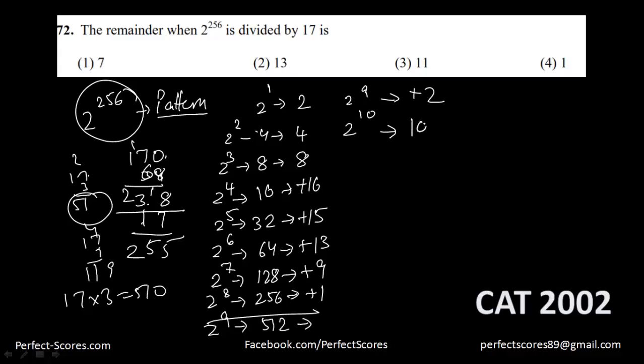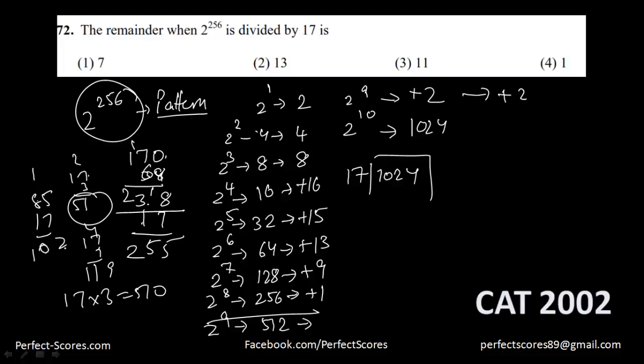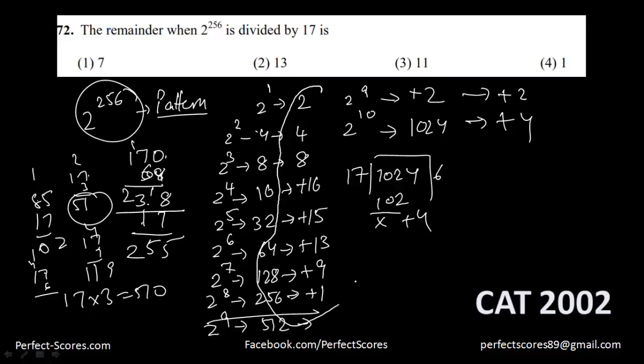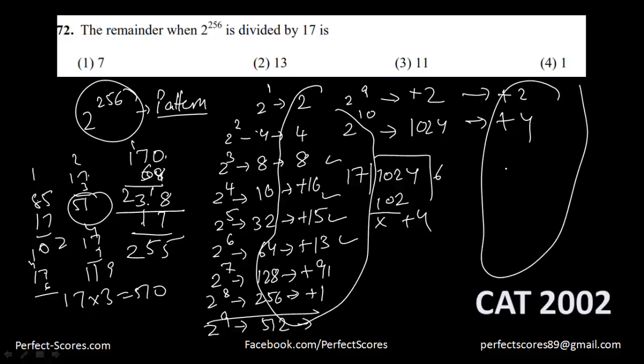Now, what is 2 to the power 10? It's 1024, right? So let's find out the remainder when 1024 is divided by 17. 17 into 5 is 85, 17 into 6 is 102, I have less left, and I'll have plus 4 remainder. So you can see this pattern has started to emerge now, right? 2, 4, 8, 16, 15, 13, and then 2, 4, and so on. This pattern would actually start to emerge.